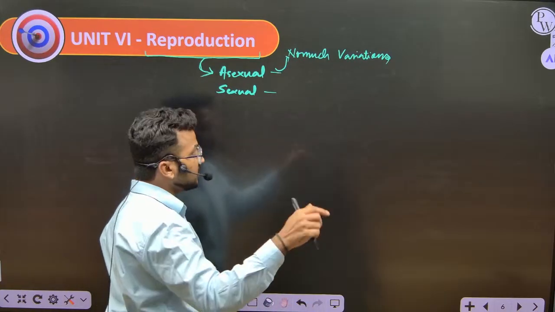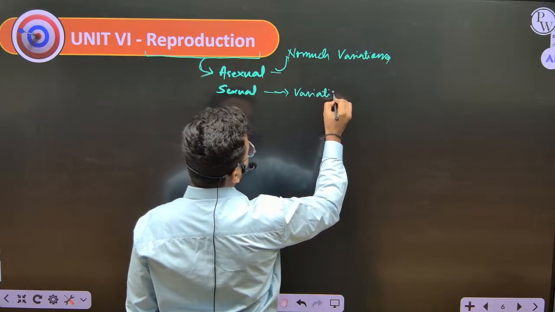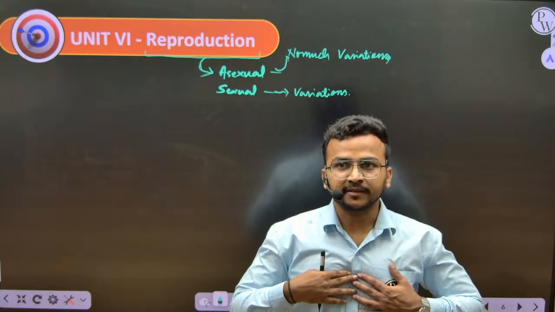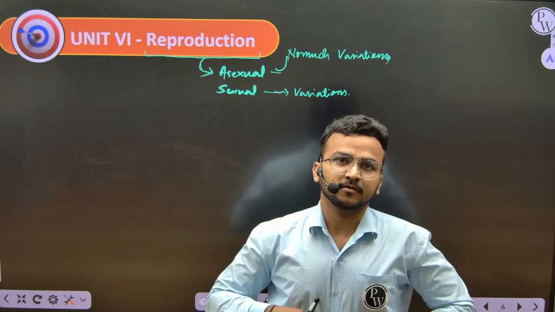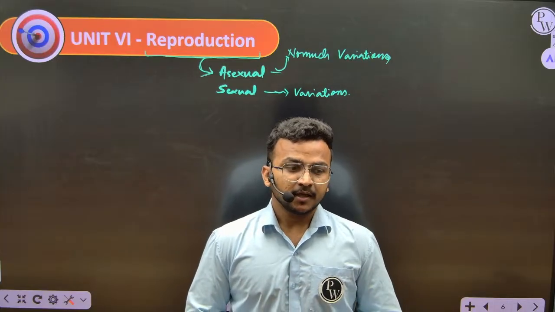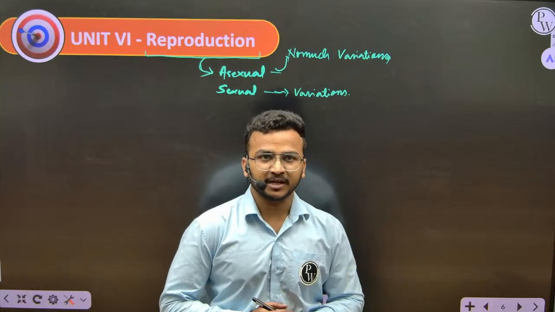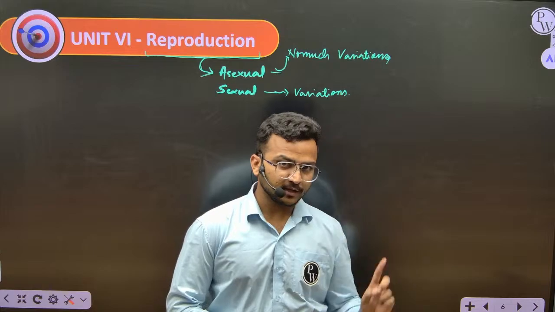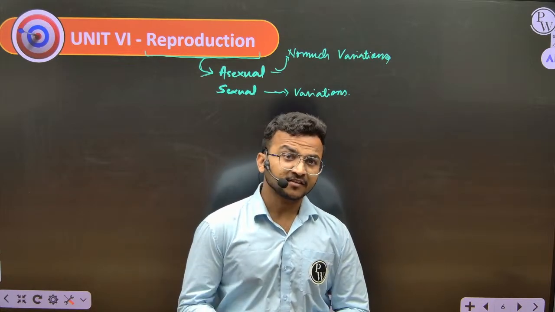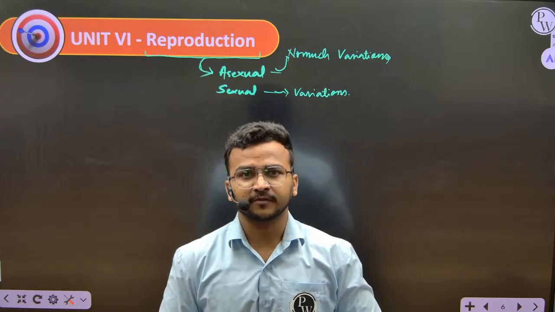If you see in sexual reproduction, we will be seeing some variations. Variations in the sense, differences. We look similar to our parents, like our mom and dad, because that is due to sexual reproduction where the fusion of gametes has taken place. And there is one more thing also. Not only do we look similar to the parents, there are some differences also. We don't look exactly like the parents.